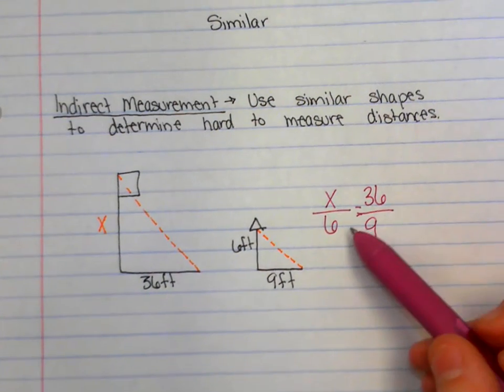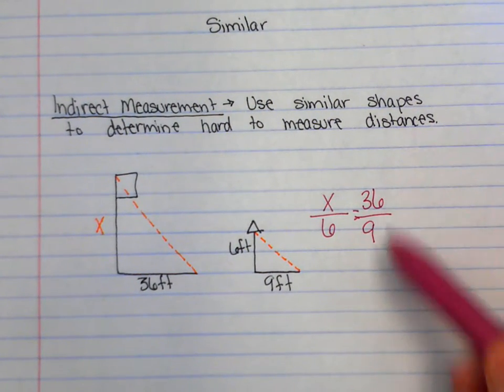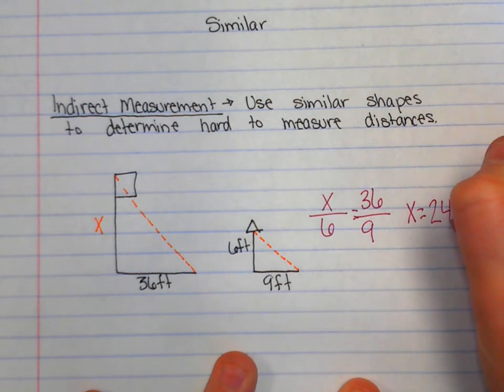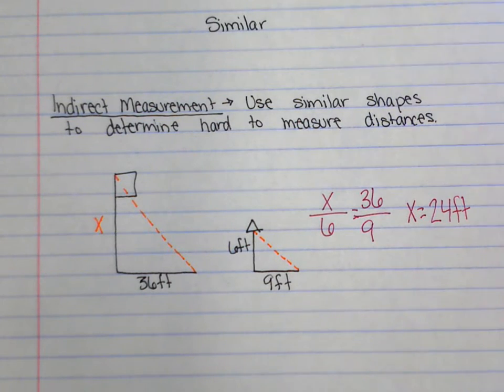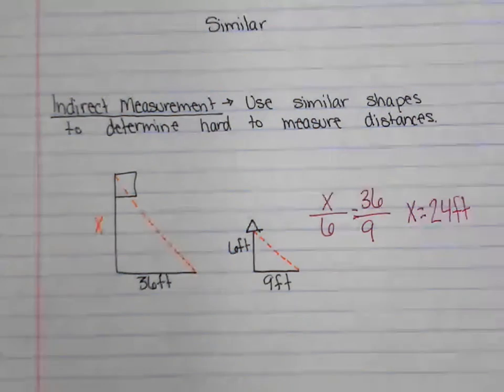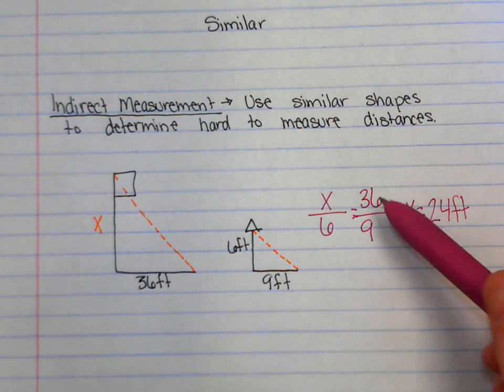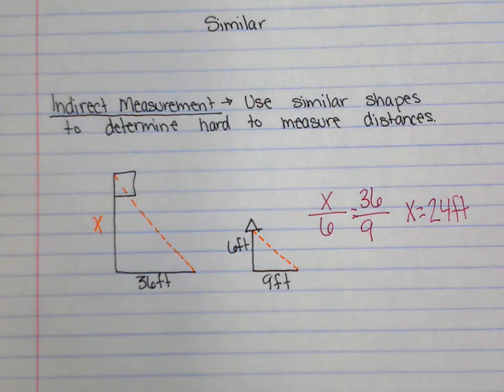And then you cross multiply 6 times 36 and divide by 9. You get that your flagpole is 24 feet tall. Your proportion could be set up differently. If I did 6 over x equals 9 over 36, that's fine as long as it's consistent.